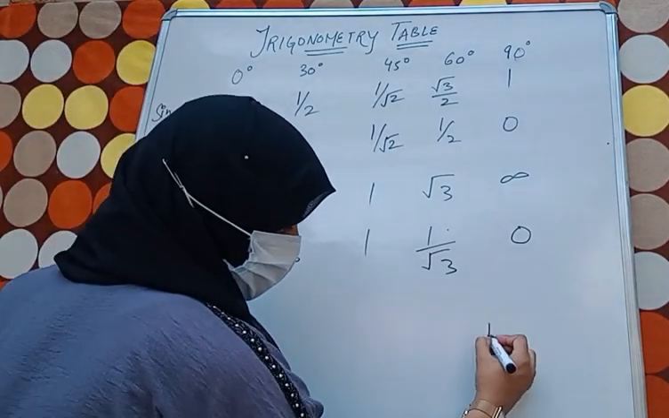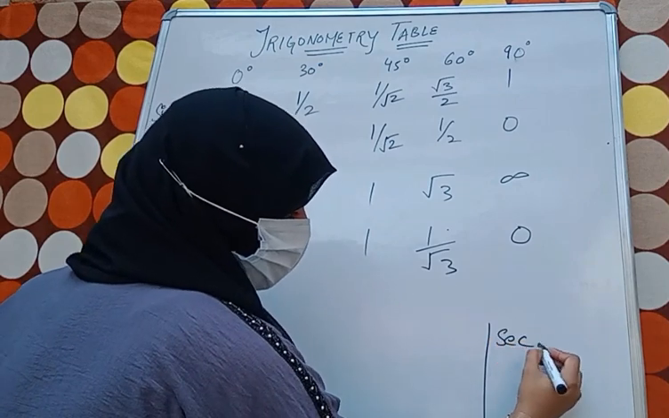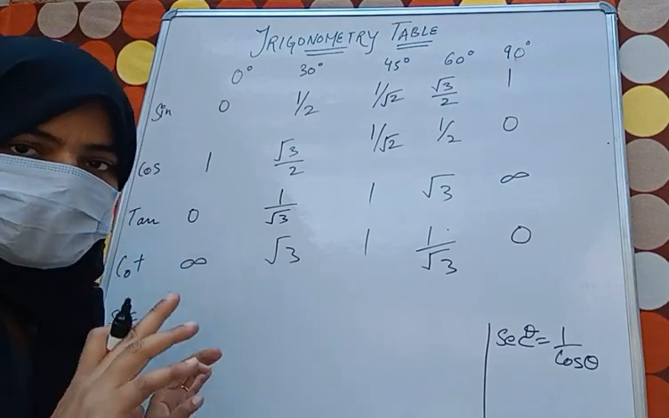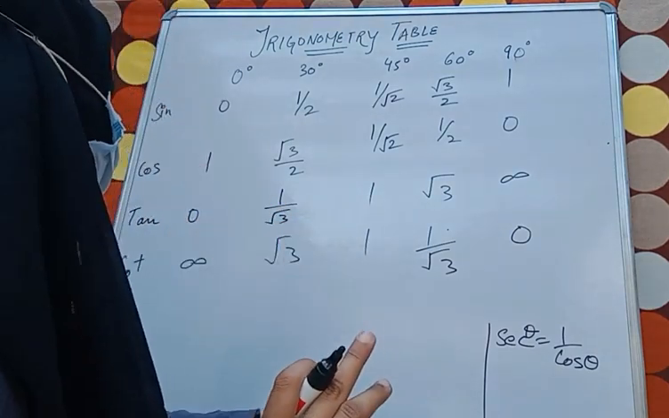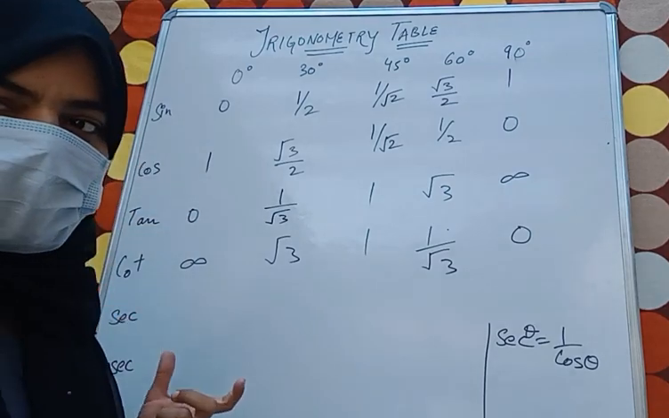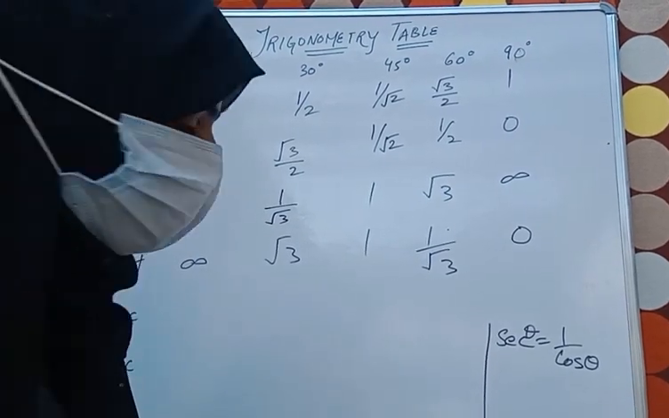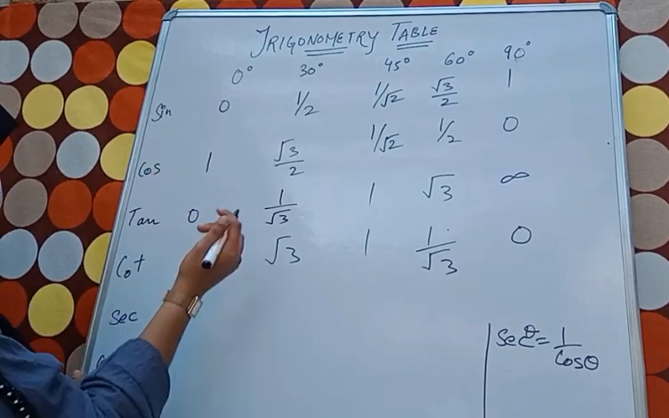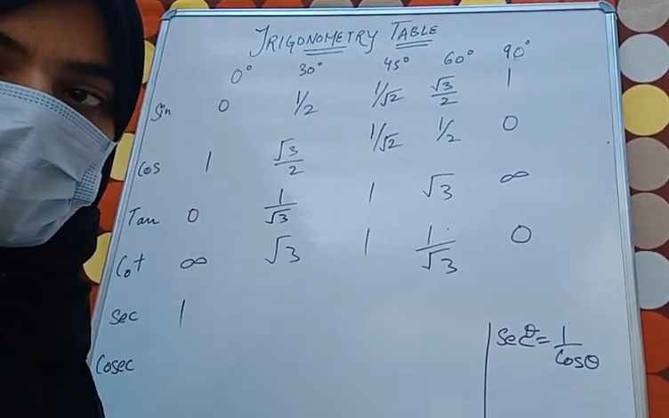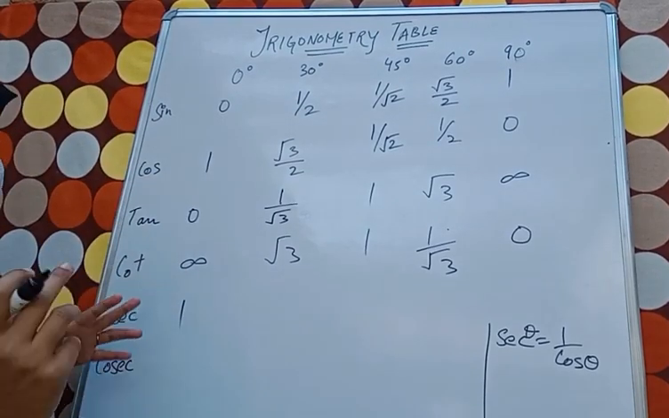See, for sec, it can be written as 1 upon cos theta. Okay? Sec can be written as 1 upon cos theta. So, one value we will be keeping on top and cos value will become 0. Okay? Fine. So, what will become? 1 upon 1 will become 1. Then we will have, so 1 upon 1 will be 1.